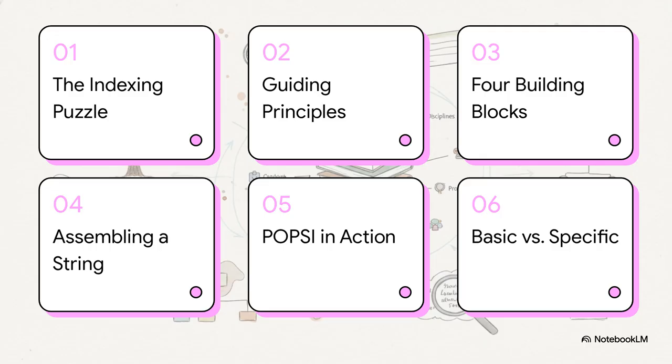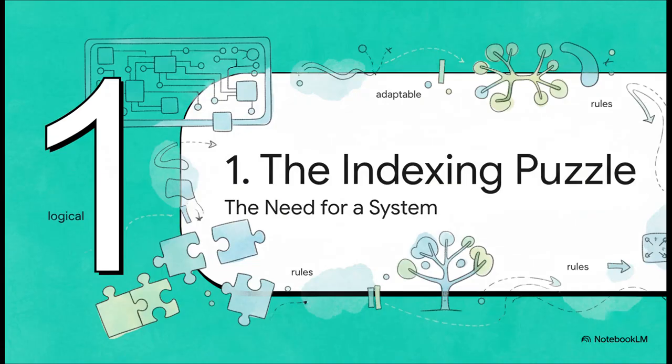All right, here's our game plan. We'll start with that indexing puzzle, then get into the ideas behind POPSI and its 4 main building blocks. After that, we'll see how you actually put a subject string together, walk through a real-world example, and finally, we'll talk about its basic versus specific versions. Let's do it. Okay, first things first, the puzzle.